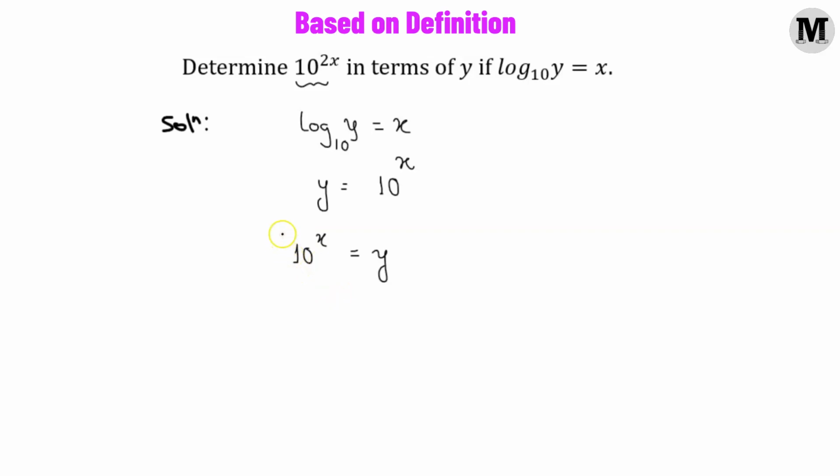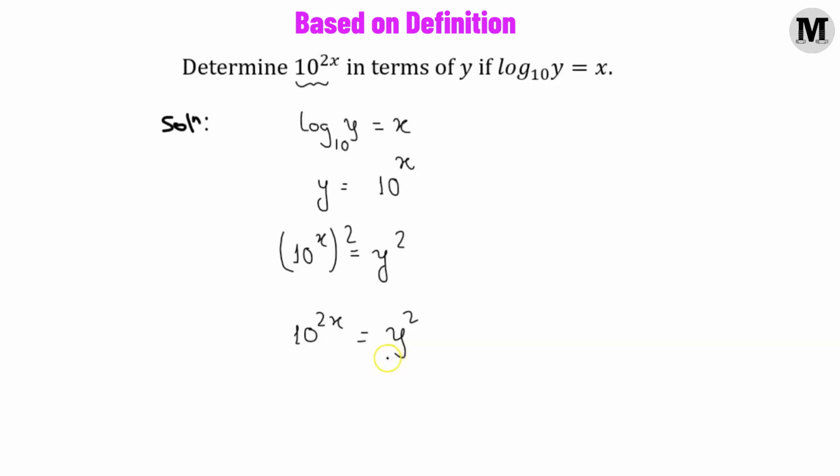Now what we'll do is square both sides. On squaring both sides, on the left hand side we have x times 2. That's the law of indices. So we get 10 raised to the power of 2x on the left hand side, and this is equal to y squared. So this is the final result. Here we have expressed 10 raised to the power of 2x in terms of y, and this is the final answer.